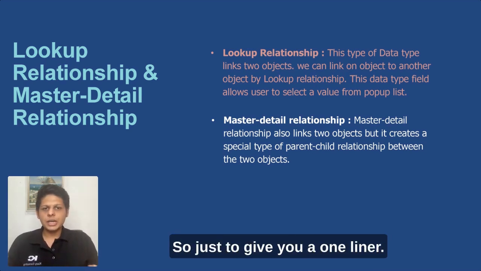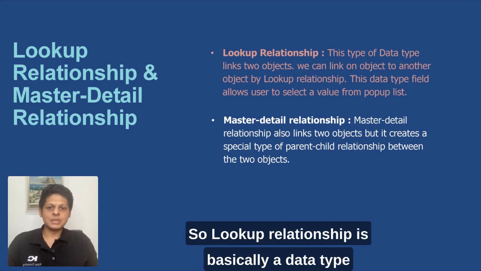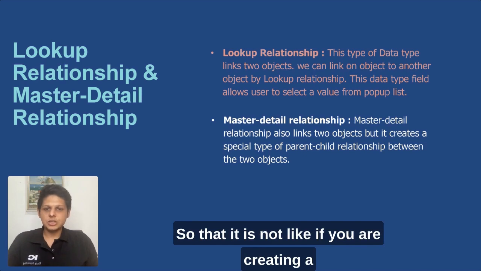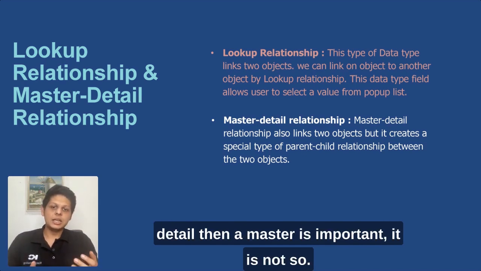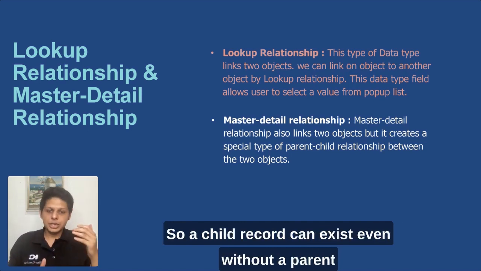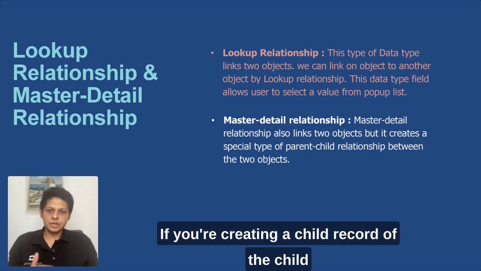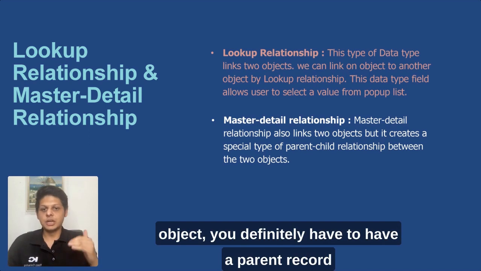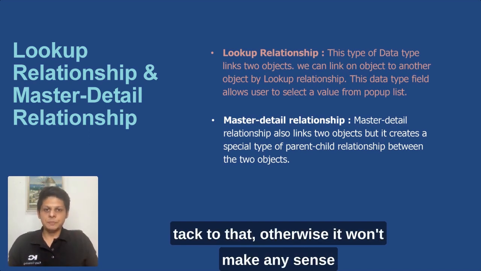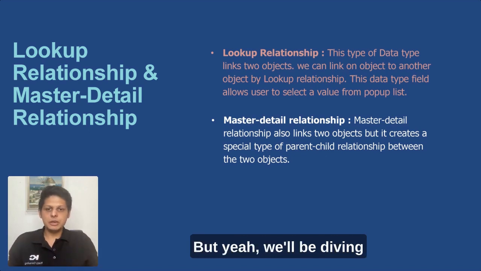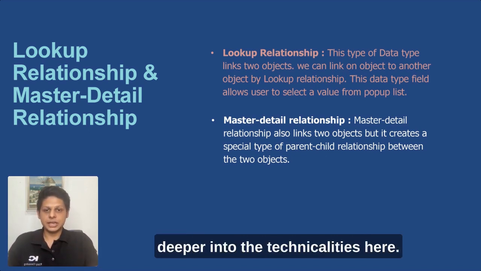Just to give you a one-liner, a lookup relationship is basically a data type which is used to loosely link two objects, so it is not like if you're creating a detail then a master is important. A child record can exist even without a parent object, while in master detail it is not the same. If you're creating a child record of the child object, you definitely have to have a parent record tagged to that. Otherwise it won't make any sense, and you won't be able to save the record. That is just a one-liner, but we'll be diving deeper into the technicalities here.